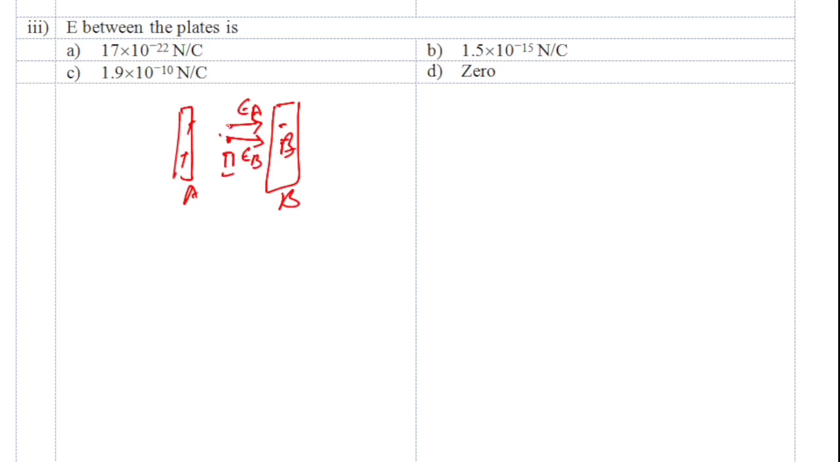Here in this region in between the two plates, both electric fields are in the same direction. So how do you find the total electric field? EA plus EB. EA is what?